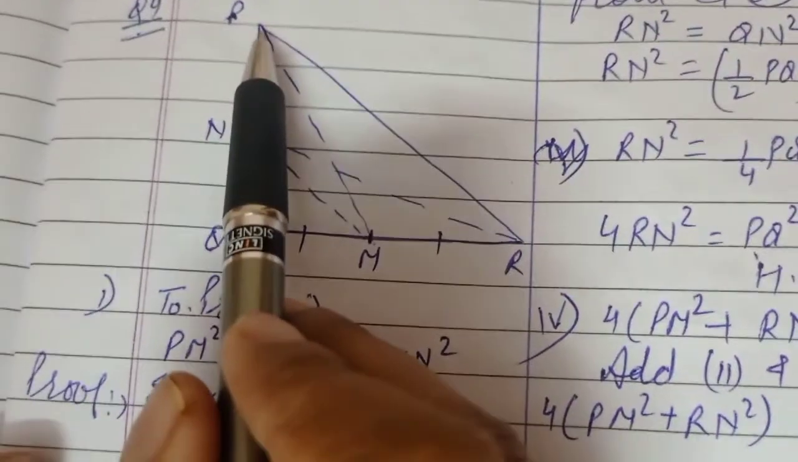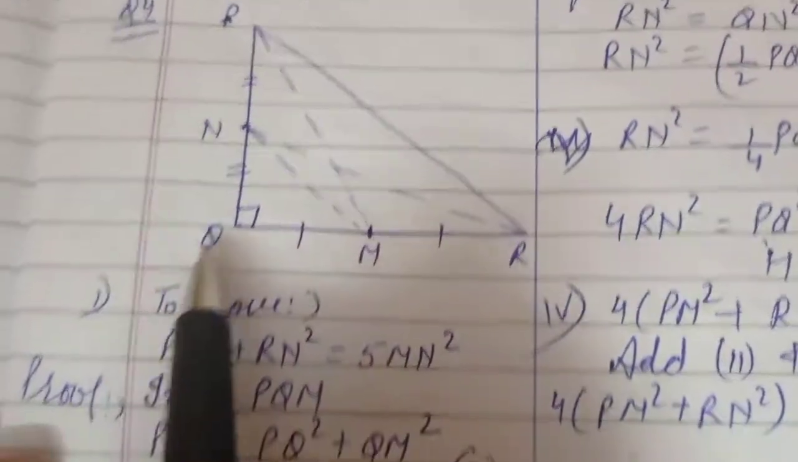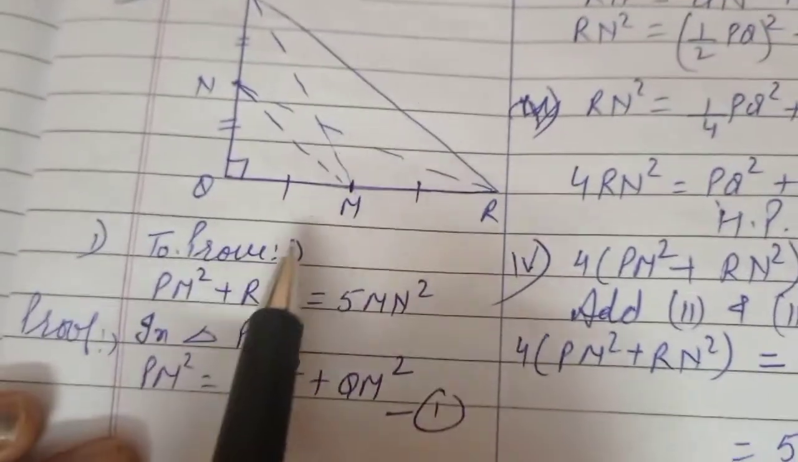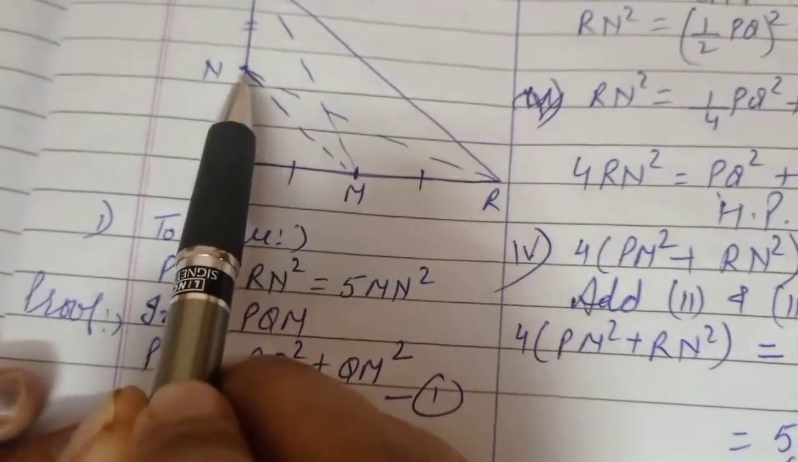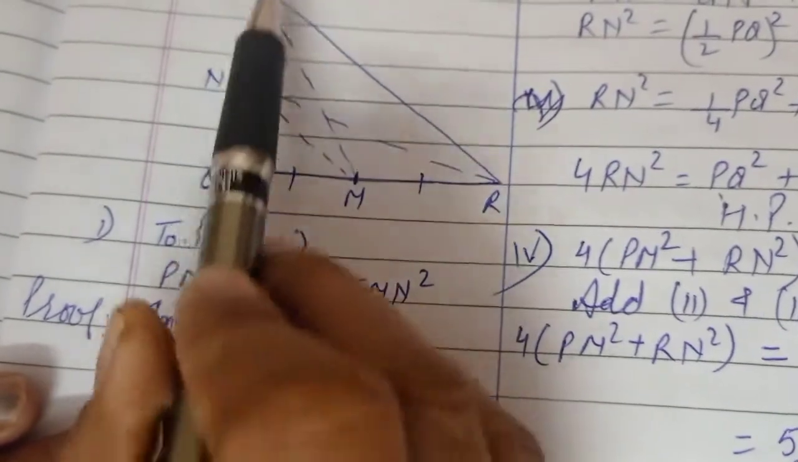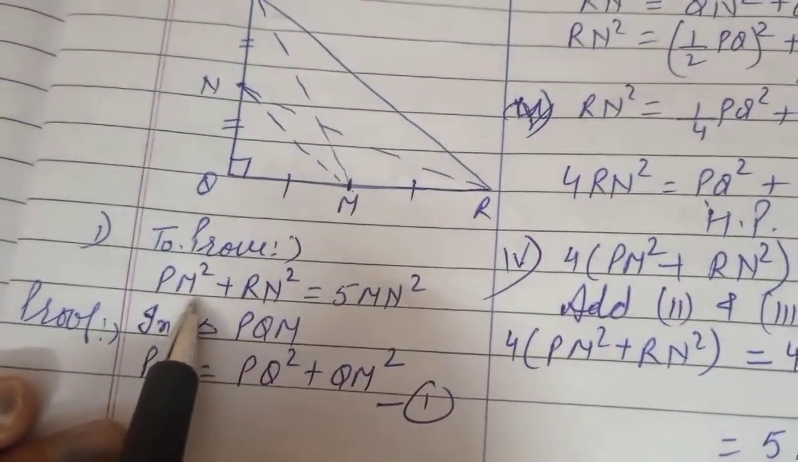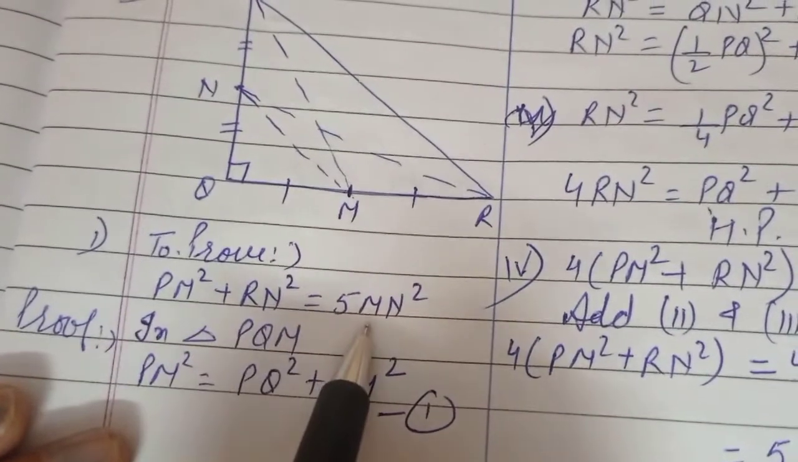Let's continue with the same chapter 13, question number 4. M and N are the midpoints of the sides QR and PQ. M is the midpoint of this side and N is the midpoint of this side, and PQR is a right angle triangle. First part, you have to prove PM square plus RN square is equal to this.